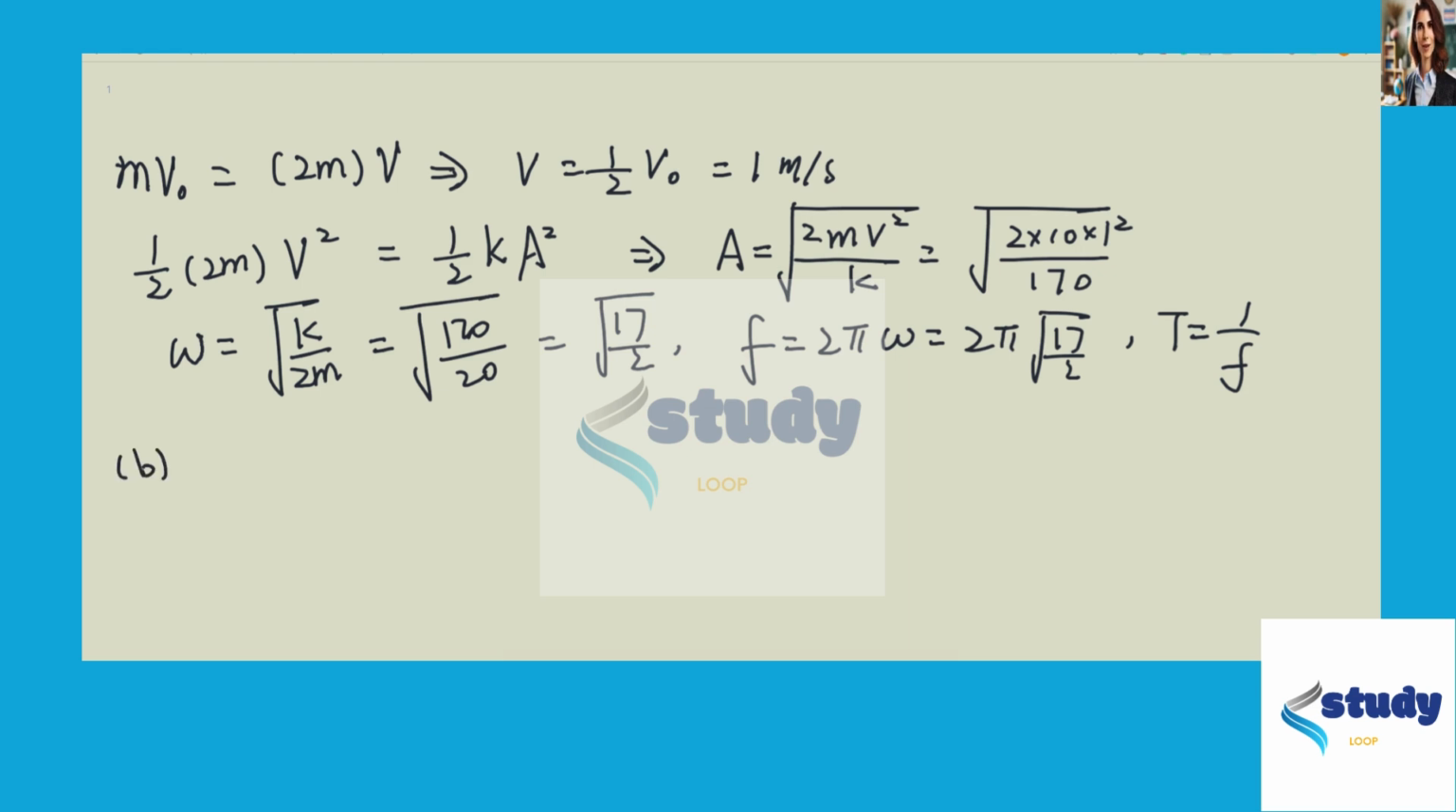For question B, after the collision, it starts to move from the equilibrium point, goes to the rightmost point, and comes back to the equilibrium point, which would only take half of the period. So t is equal to half of the period. So just take the number here, put it in here, divide by 2, and get the answer.